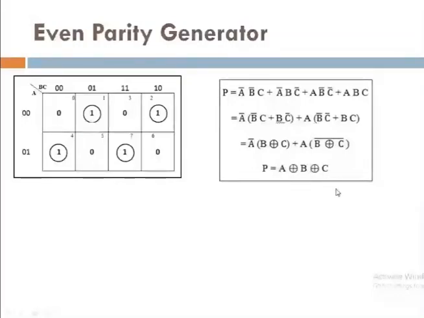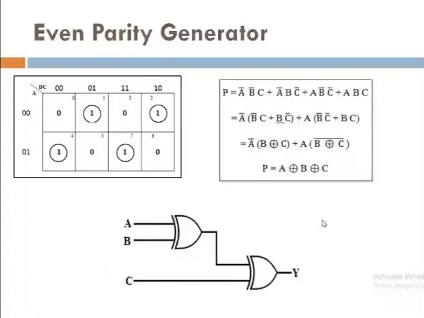Now the last step is to design the circuit diagram. Actually, we don't have a 3 input XOR gate IC. So first, with the help of the first XOR gate I can implement A XOR B, then the output of this XOR gate will be considered as one input to the second XOR gate, and the second input is C. In this way you can easily implement this even parity generator with the help of only XOR gates.